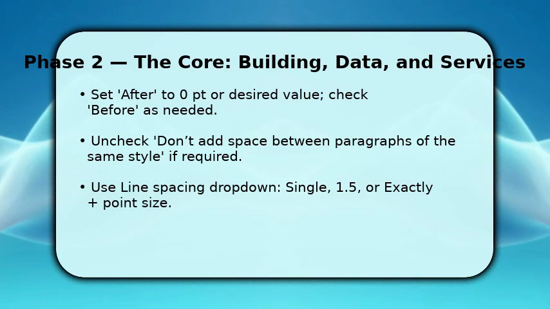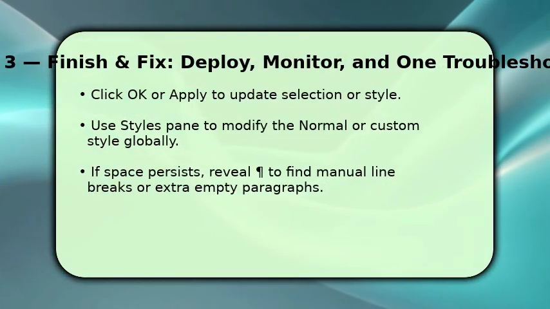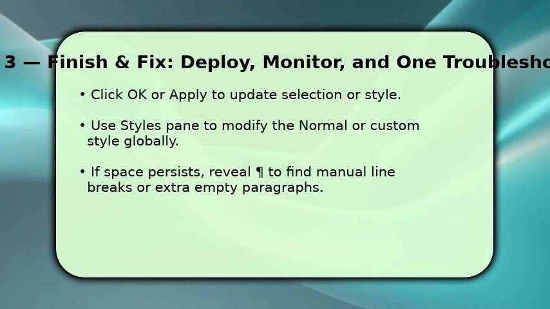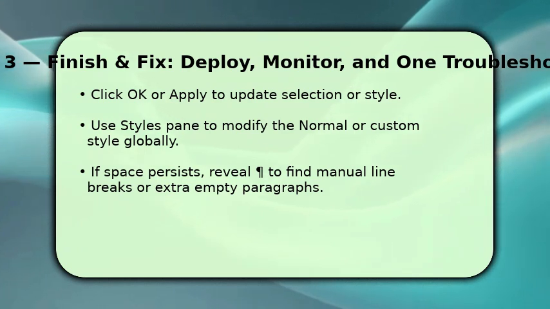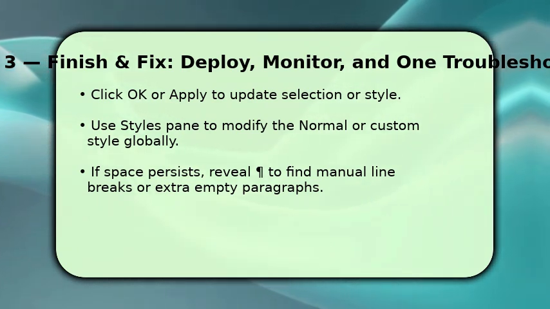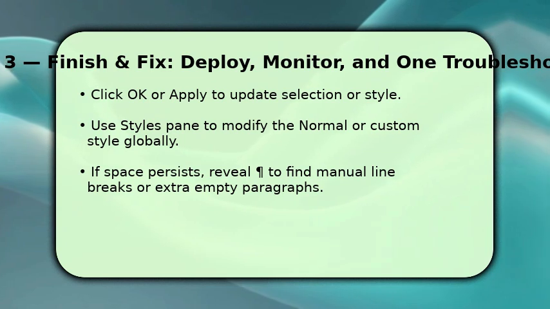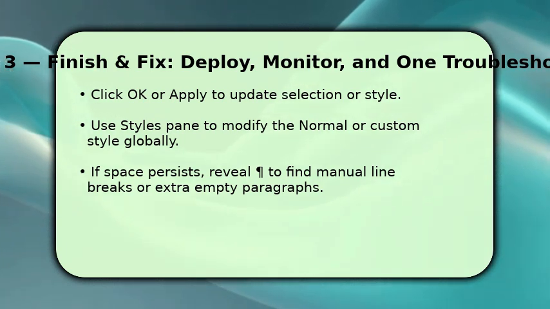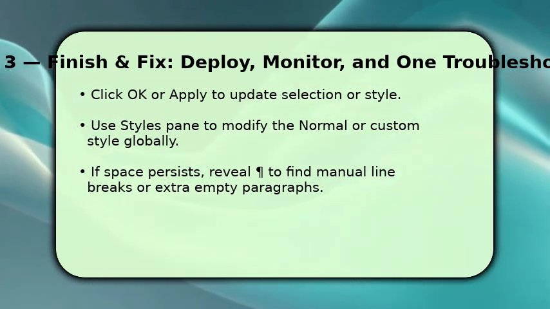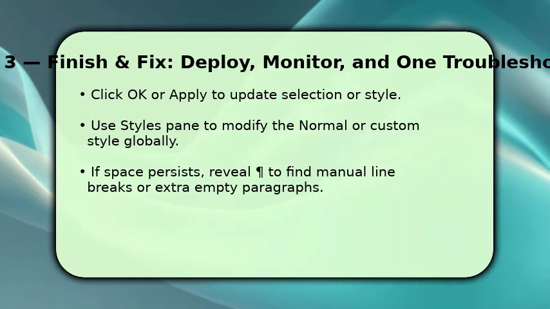After adjusting values, click Apply or OK to commit changes, and then review the document visually to confirm spacing is corrected. If you want the change everywhere, modify the style. Open the Styles pane, right-click the style, for example Normal, choose Modify, then Format, Paragraph, and set spacing there.